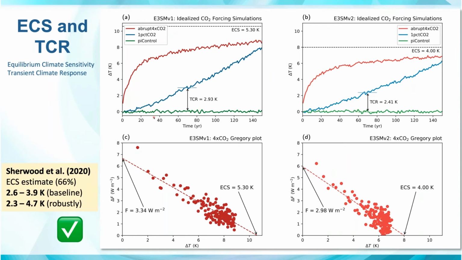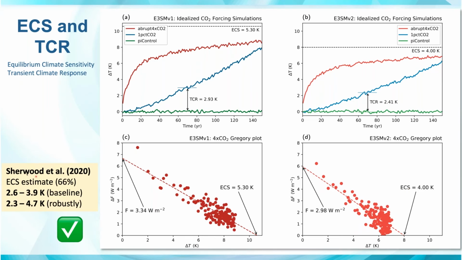Now moving on to some high-level measures of the model. First, looking at equilibrium climate sensitivity and the transient climate response. You get this from running a 1% CO2 simulation and about a 4 times CO2 simulation. So the estimate, the ECS, this was V1, this is V2. We went from 5.3 to 4. That's a very significant reduction, and now we are within plausible range.